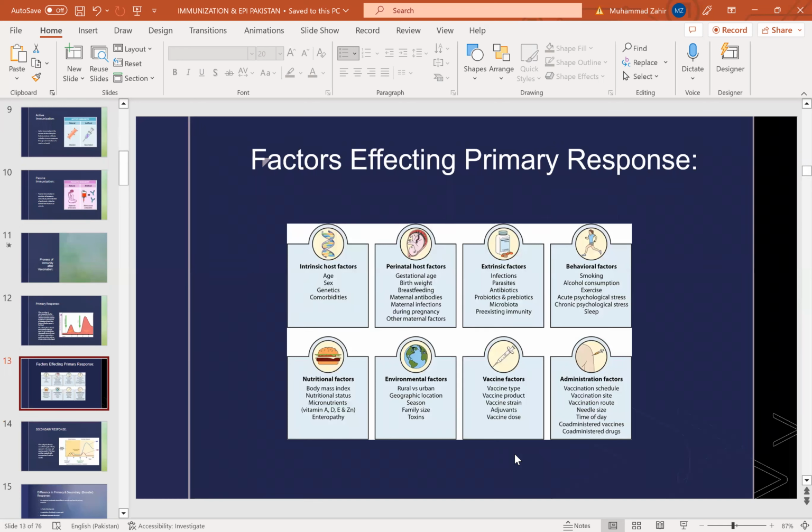Factors affecting primary response are different, like intrinsic host factors, which include age, genetics, comorbidities, and the perinatal host factors in case of pregnant ladies, gestational age, birth weight, breastfeeding, etc. Then the extrinsic factors, which include infections, parasites, antibiotics, etc. Then the behavioral factors, which include smoking, alcohol consumption, exercise, physiological stresses, and sleep. Nutritional factors, which include the body mass index and nutritional status, and the environmental factors: rural, urban, geographical location, family size, etc. Vaccine type, product, strain, adjuvants, and dose matter, and the administration factors: schedule, site, routes, etc.